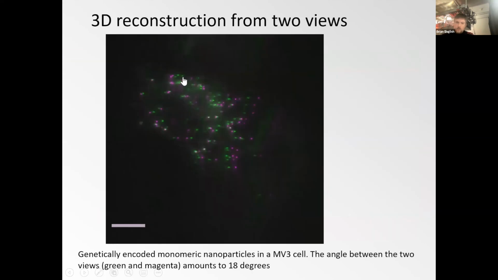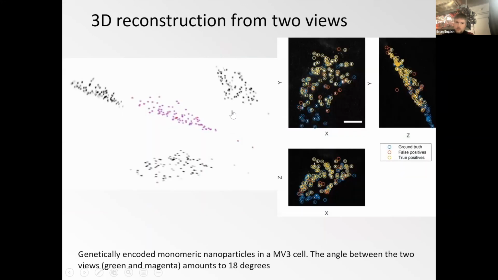Like here, these are particles, gems, imaged under two different view angles. By the displacement of the dots, we can compute their location in 3D space.